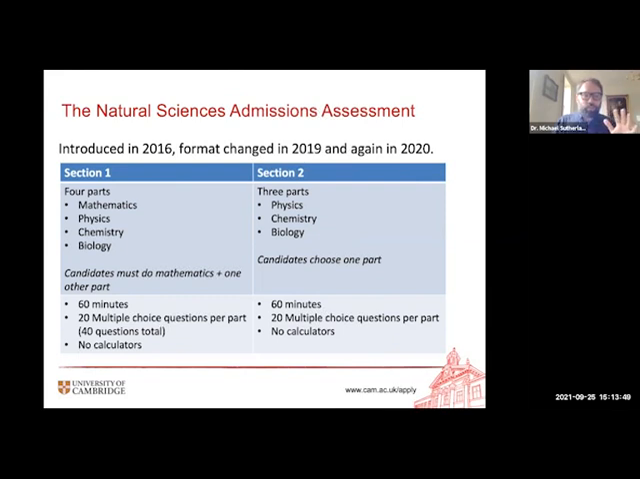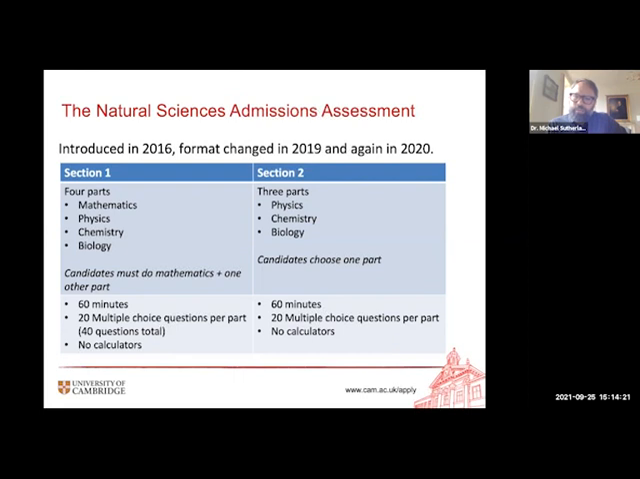Section 1 is 60 minutes, so 1 hour in length. You get 20 multiple choice questions in each part. So you get 20 mathematics questions and 20 chemistry questions, say, and you have only 60 minutes to answer 40 questions in total. You can get a sense right there of the time pressure. It's just over a minute and a half per question, so you really have to get through these questions pretty quickly. It's all multiple choice, and another thing to note is that no calculators are allowed on the NSAA.